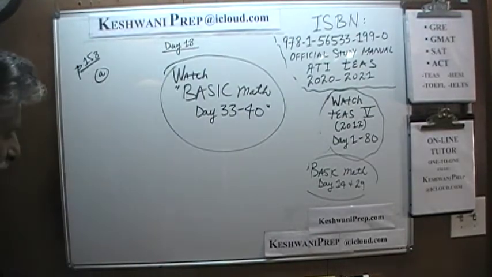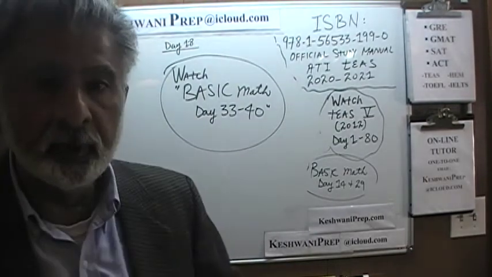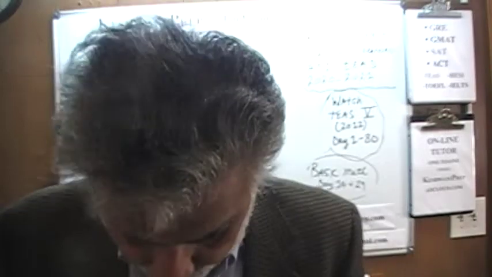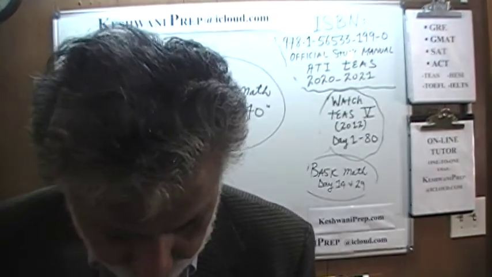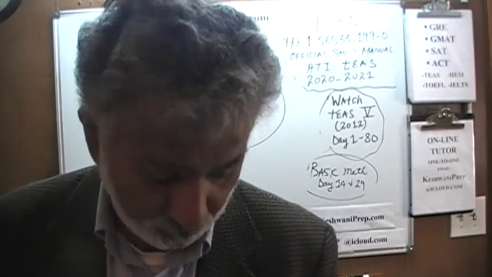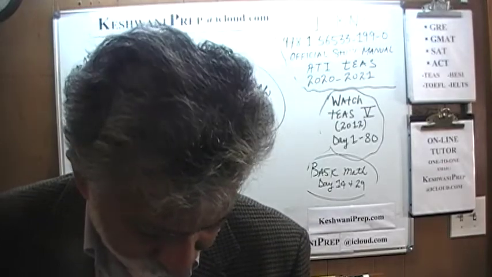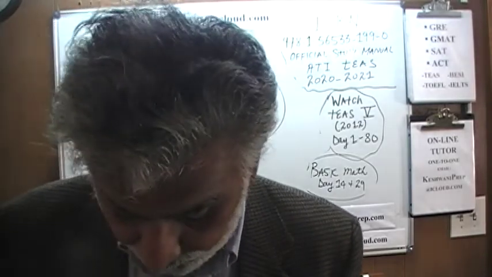On page 158, you will find some percentage problems. In the book, there are three examples that they give you on page 158, and then there are five problems that they give you on the next page. Altogether, a grand total of 8.